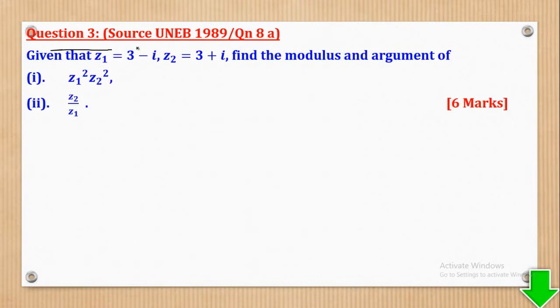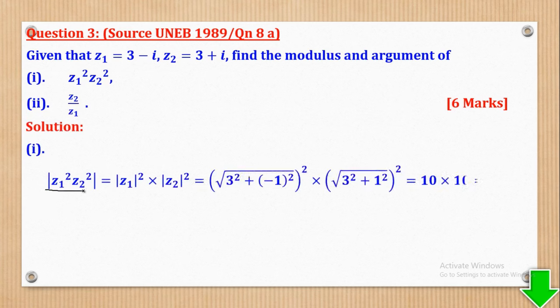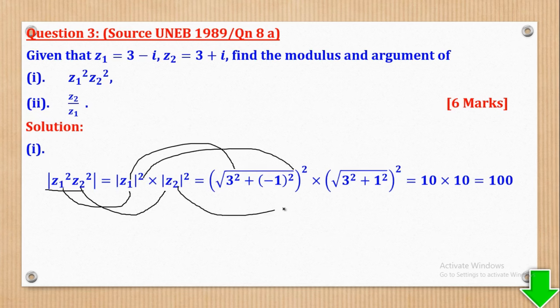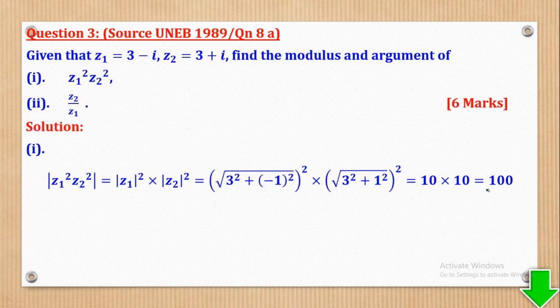And now we shall go to question 3, which came from UNEB 1989, paper 1, question 8a, and says, given that z1 is this, z2 is this, find the modulus and argument of this and that. So let's start with the Roman 1. First of all, we shall remember that this is the same as modulus of z1 alone raised to the power 2 times modulus of z2 alone raised to the power 2. So modulus of z1 is this one in brackets, but remember it is raised to the power 2. Modulus of z2 is this one in brackets, but remember it is raised to the power 2. So in the end we shall come up with 100 as the required modulus.